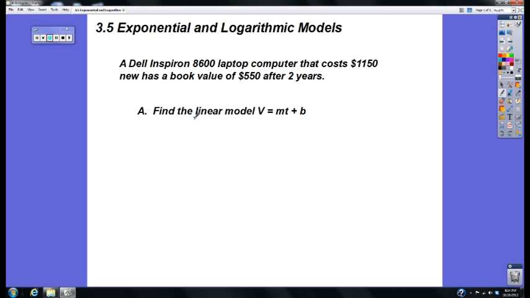So we're going to start off with a linear model, and this is something that you're familiar with. V equals mt plus b. This should look familiar to you, y equals mx plus b, like your slope-intercept form. So we need to figure out what the rate of change was, or think about what the slope was. How much did the computer depreciate each year?